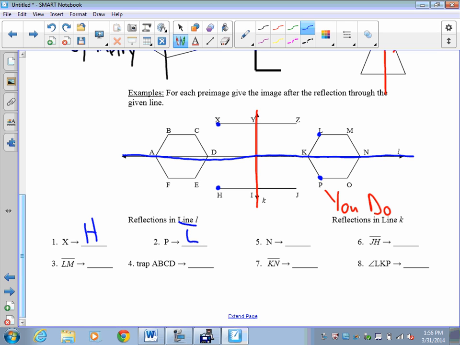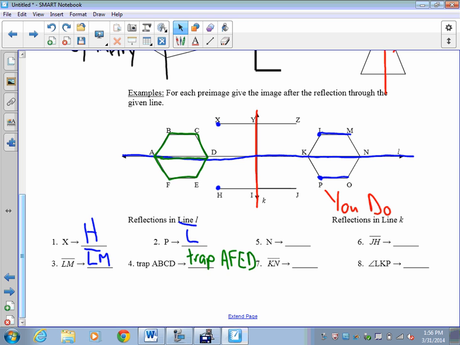We have segment LM, which is right there. So we can reflect segments, we can reflect shapes. So we have trapezoid, let me do this one in green, A, B, C, D. So whenever I reflect that, A becomes A prime, or just A, F, E, D. So the order is very important. So that's trapezoid, so I'm going to use that same notation. Trapezoid A, F, E, D. So again, you do the ones over line K.